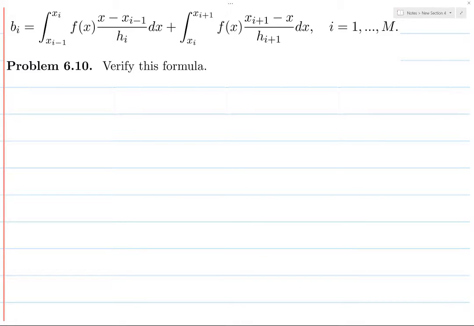Alright, here's a formula and we want to verify it. So, what is the definition of BI? BI is, by definition, the integral from 0 to 1 of f times phi I dx. I guess I really should put f of x times phi I of x dx.